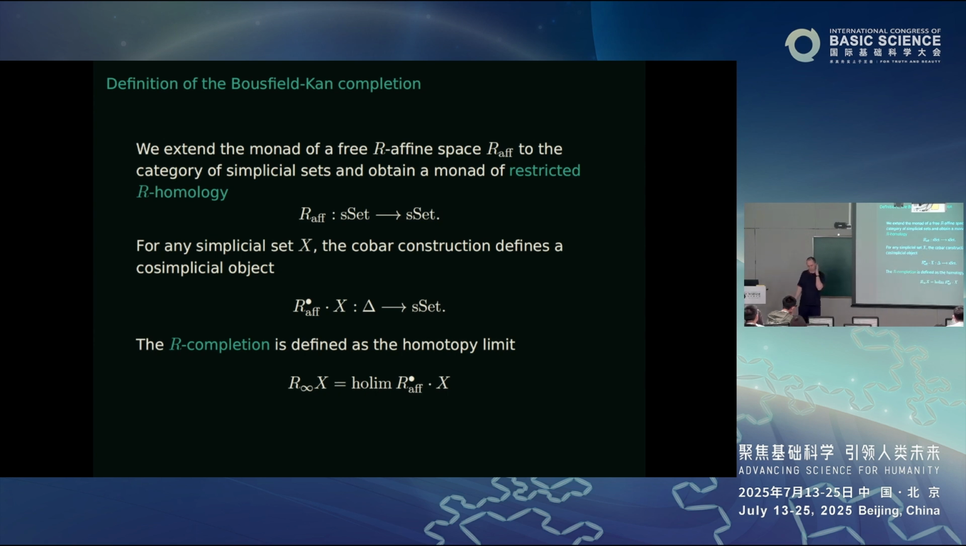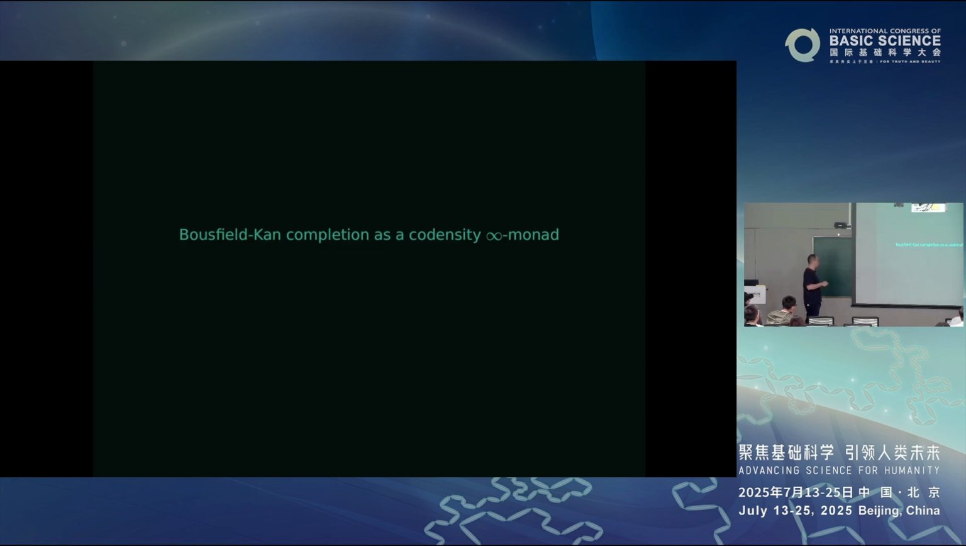And if you are familiar with the notion of totalization of a cosimplicial object, you can replace this homotopy limit by totalization of cosimplicial objects. In this case, they are the same because this is a fibrant object. This is the definition of R completion of a simplicial set X. If it looks too complicated, just forget about it. Later, maybe I will give you some better definition. Actually, my talk is devoted to some better definition. Okay, now I can tell you about the main result of our talk.